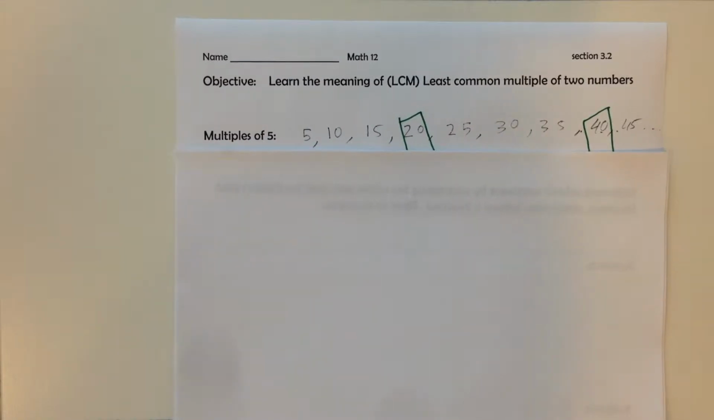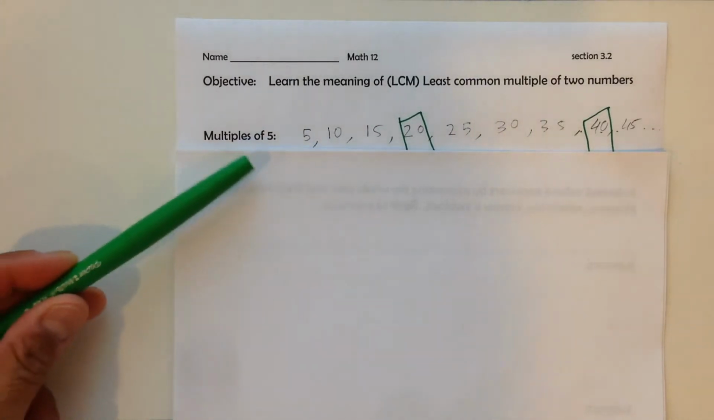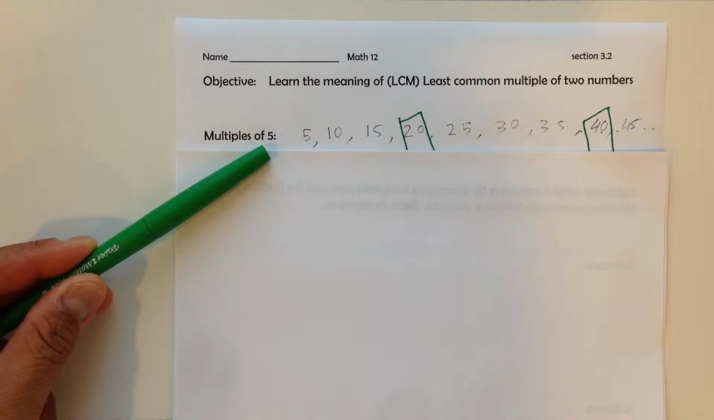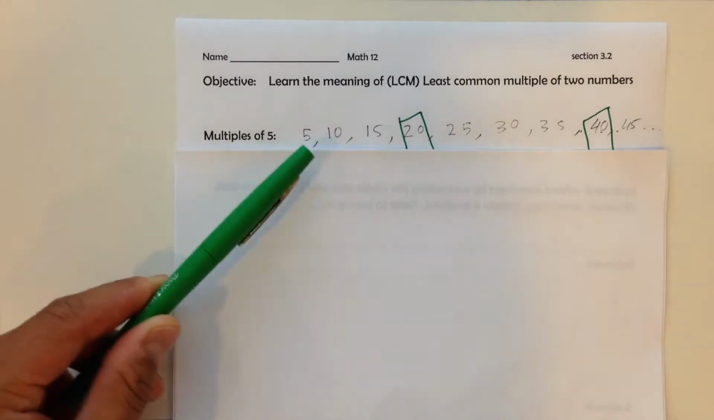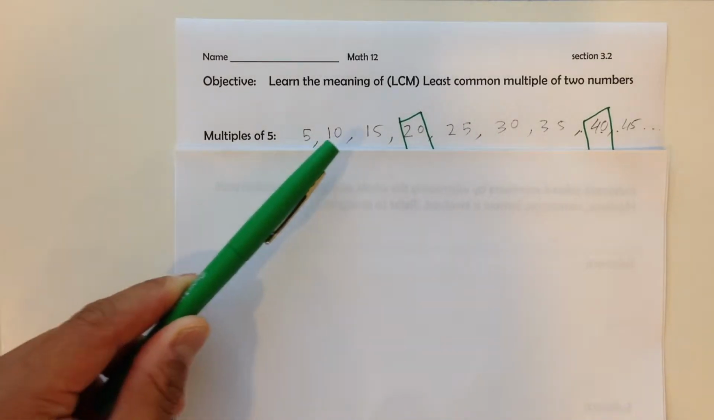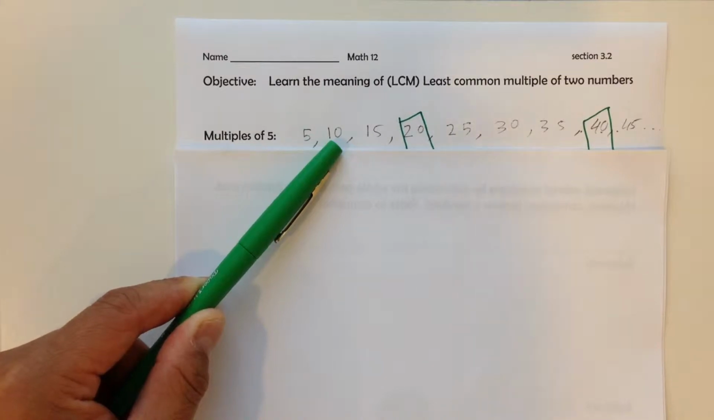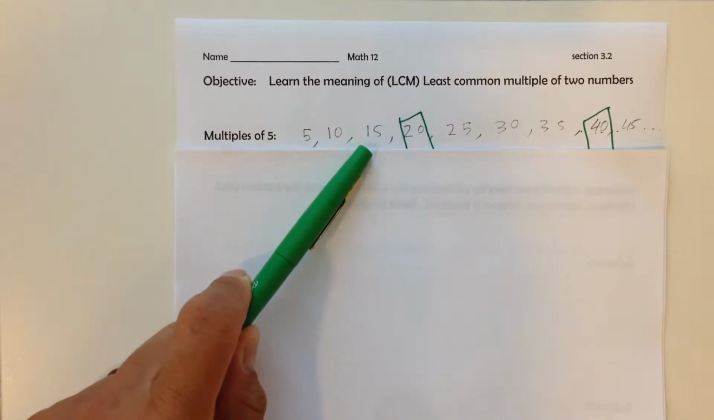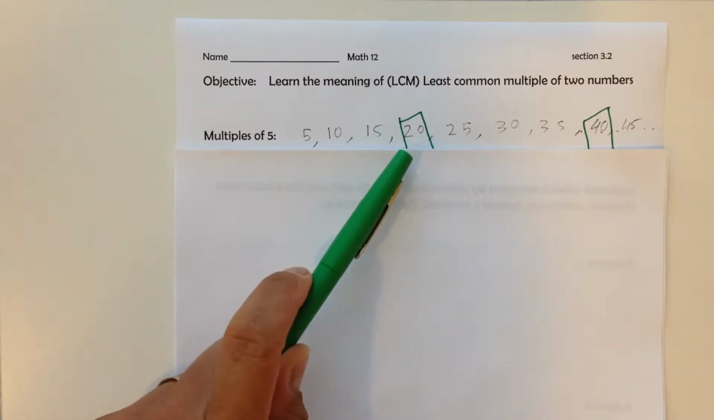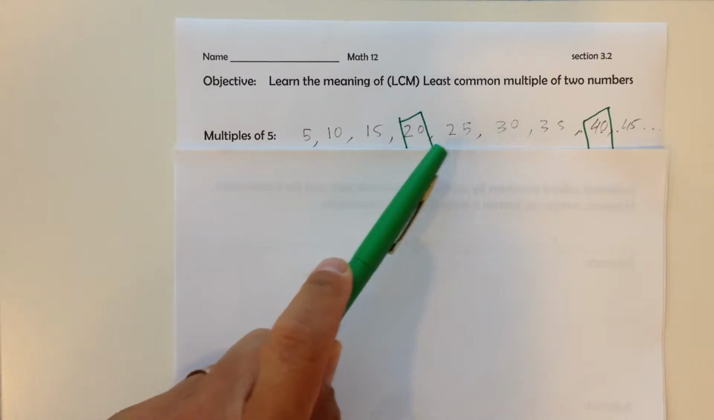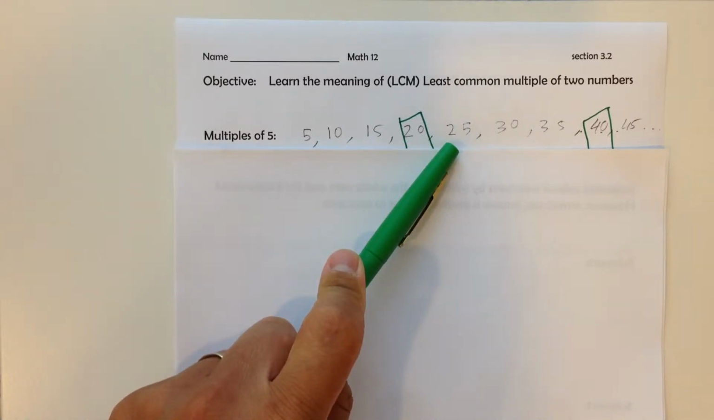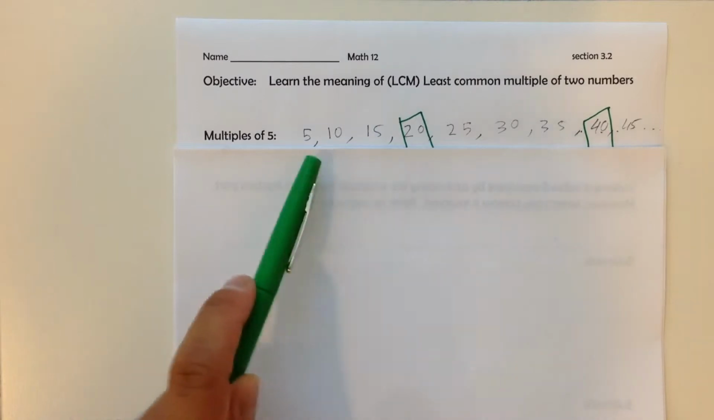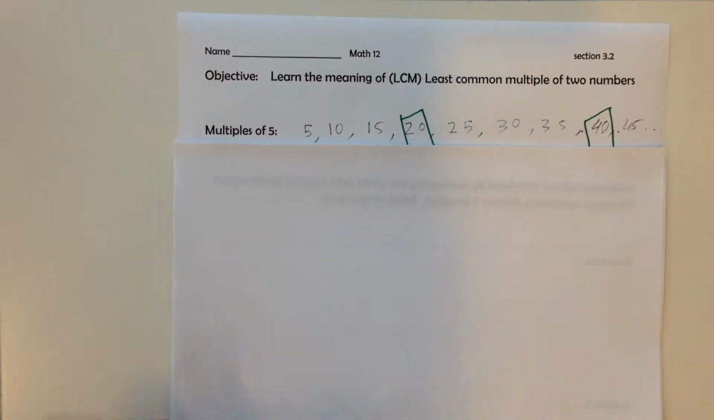So to find multiples of, say, the number 5, what you do is you take the number 5 and you multiply it by 1. You multiply 5 by 2. 5 times 2 is 10. Multiply 5 by 3, which is 15. 5 times 4, 20. 5 times 5, 25. 5 times 6, 30, and so on and so forth. And that's how you find multiples of 5.